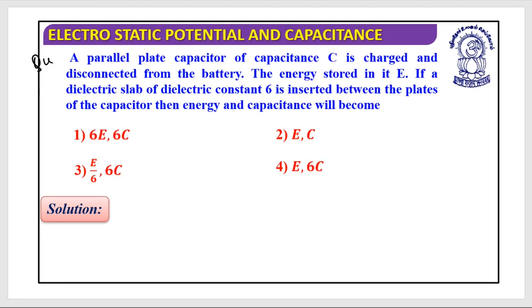What is provided and what is required? What this says is that a parallel plate capacitor of capacitance C is charged and then disconnected from the battery, and the energy stored in it is E. Now, if a dielectric slab of dielectric constant 6 is inserted between the plates of the capacitor, then the energy and capacitance will become what?